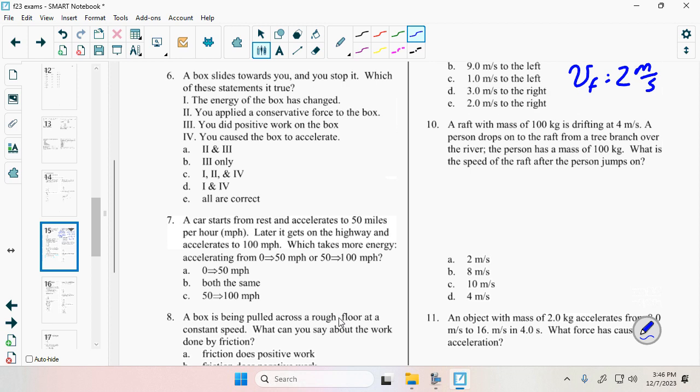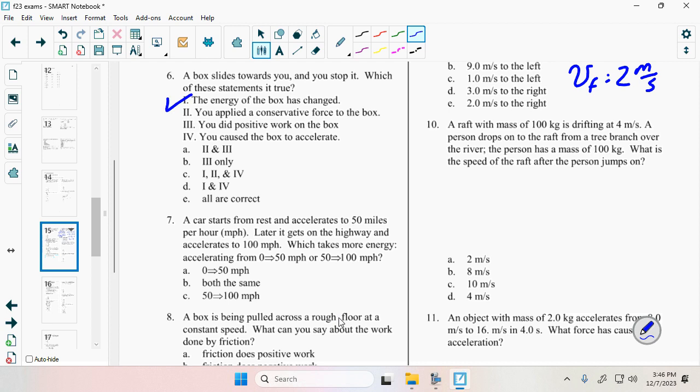Number 6. A box slides towards you and you stop it. Which of these statements are true? Now, I don't remember if this was on there, but there are quite a few of these questions where you have multiple statements. The energy of the box is changed. True? Yeah, it had energy, and then you took away the energy. So yeah, that's true. Because you stop it, that's a true statement.